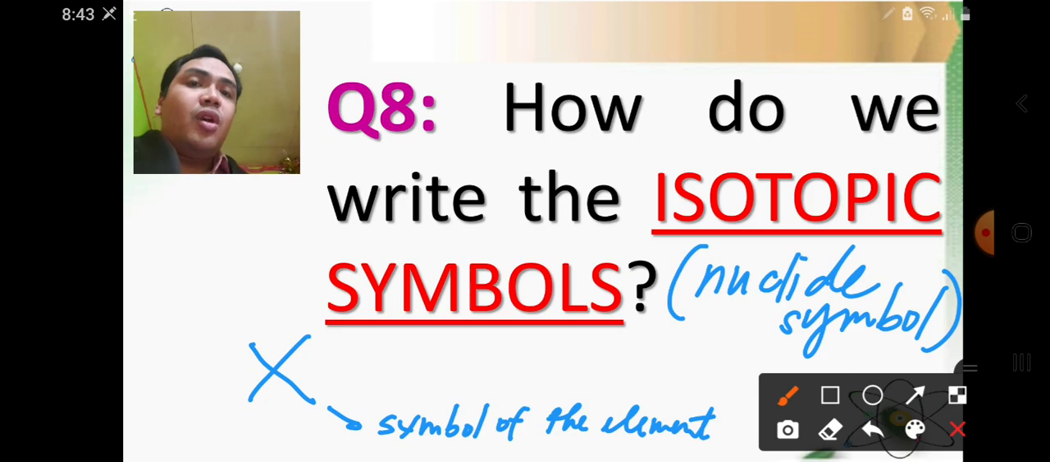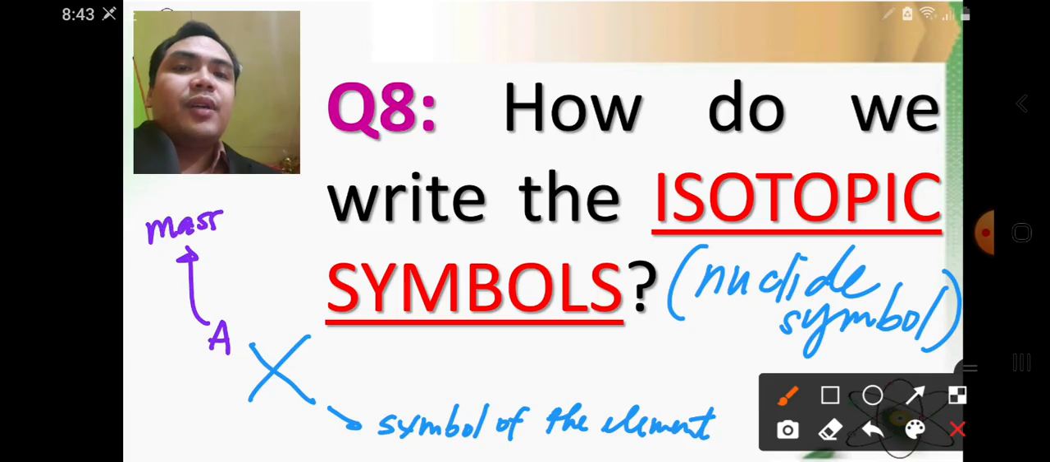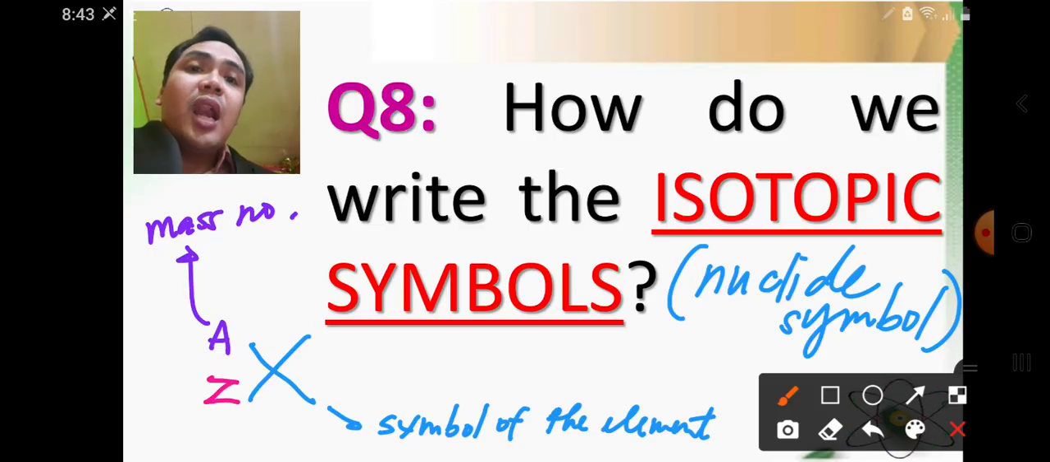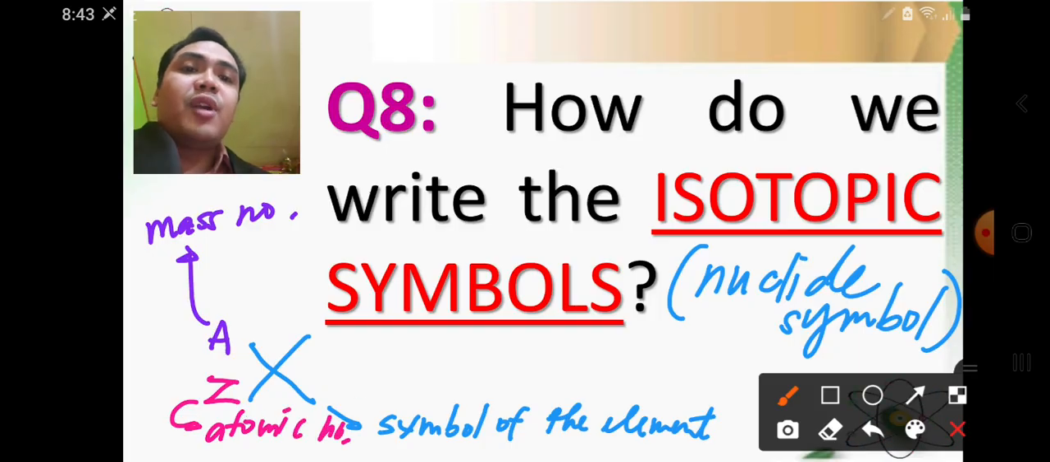In addition, on the upper left corner, you will write the mass number denoted by A on the upper left corner of the chemical symbol. So you have the mass number. And then the next one, you have the atomic number, which is equal to the number of protons denoted by Z. And it must be written on the lower left corner of the chemical symbol. So you have the atomic number, which is equal to the number of protons.